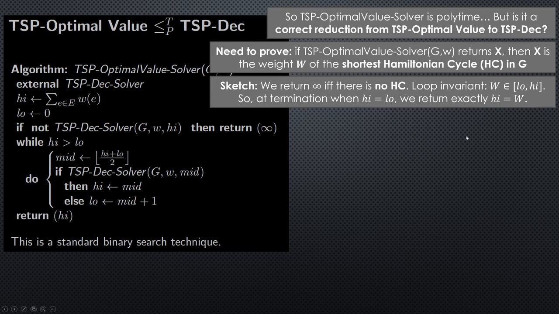Well, what if we return down here? Case 2. Here's our loop invariant. W, the true optimal value, is trapped between low and high. So at termination, when high is equal to low, we're going to return exactly high, which is exactly W, because W is trapped between high and low. Okay, so that's the sketch.